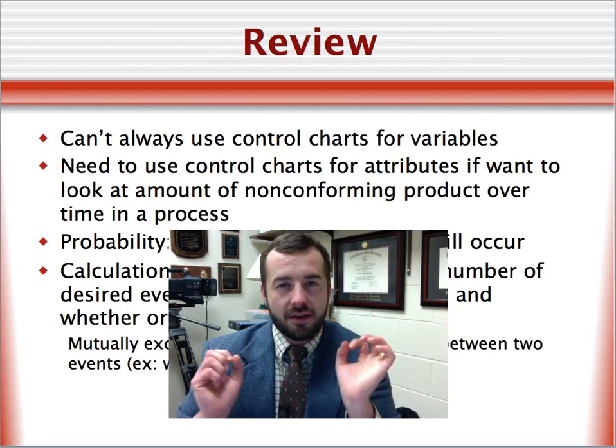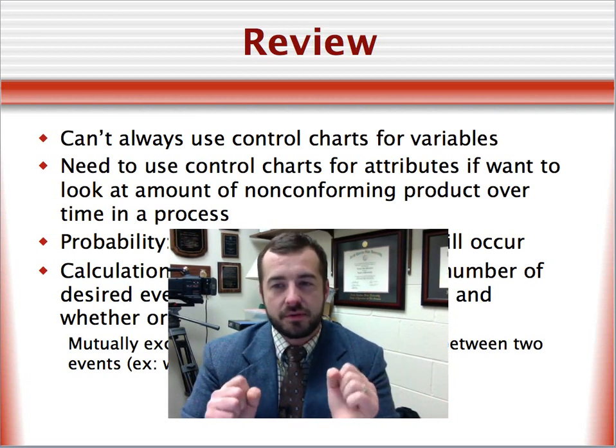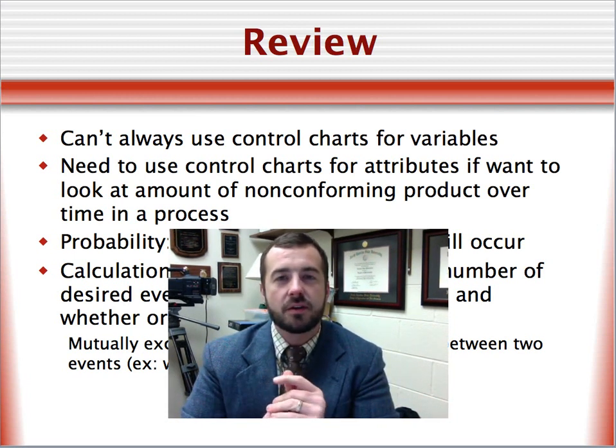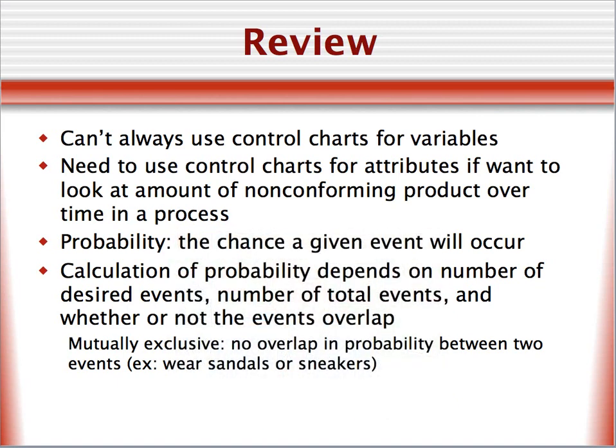To summarize this lesson, we can't always use control charts for variables. We need to use control charts for attributes if we want to look at the amount of non-conforming product over time in a process. We defined probability, and we talked about how the calculation of probability depends on the number of desired events, the number of total events, and whether or not these events overlapped. And this is where we talked about the different probability theorems. In future lessons, I'm excited to show you how to construct these attribute charts to apply these principles of probability.